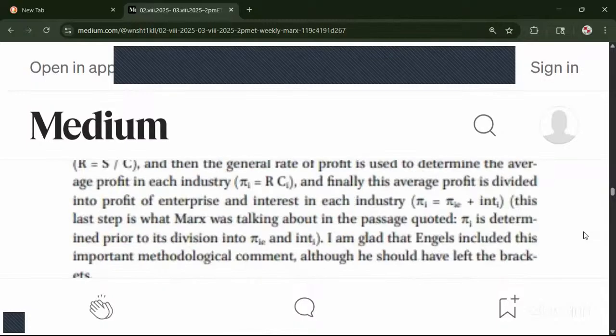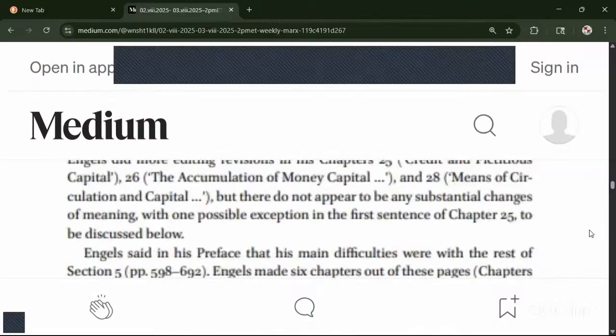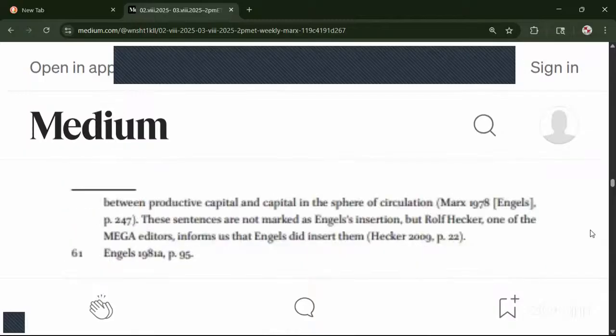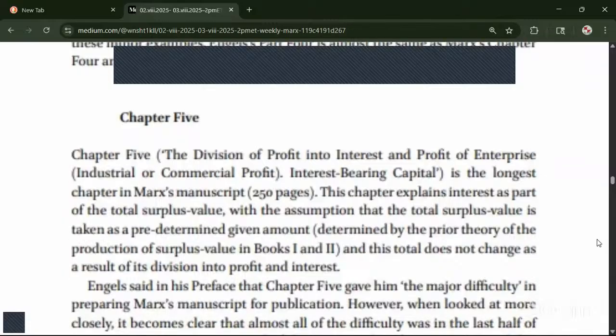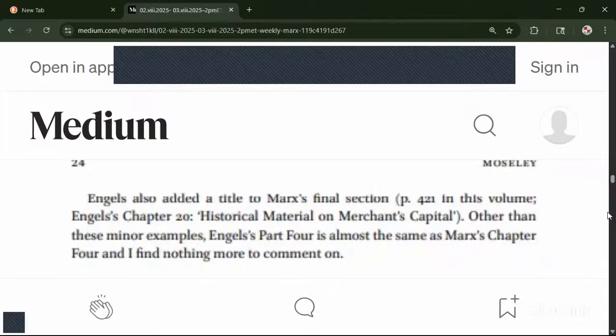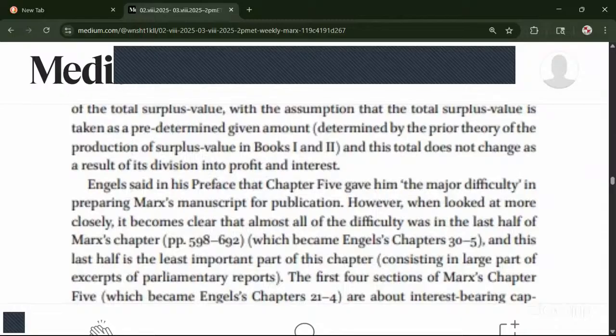Hang in there for a second. Chapter 5. Note, of course, that Engels' Part 4 is almost the same as Marx's Chapter 4, and there's perhaps nothing to comment on. So let's start with Chapter 5, since we have almost 30 pages more to go.